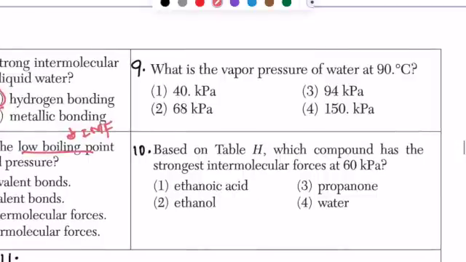What's the vapor pressure of water at 90 degrees Celsius? This is something that you are going to have to answer using table H. So you can just look at table H, go to 90 degrees Celsius, go to water, find the vapor pressure.